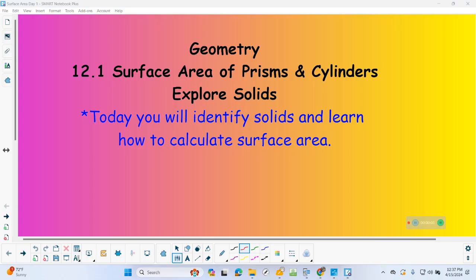Let's get into it. So chapter 12, we're going to do 12:1 today, 12:2 tomorrow. It's that green sheet pretty much. We're going through the different figures. So like I said, we're starting with prism today. Prism's not awful, but it does take a little bit of work. I'm just going to warn you of that. And cylinder, which is super easy.